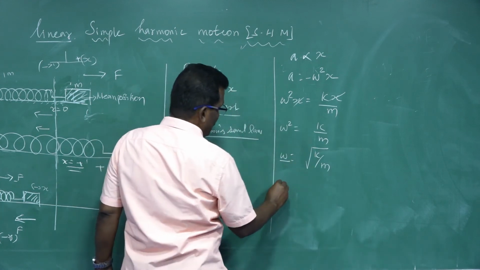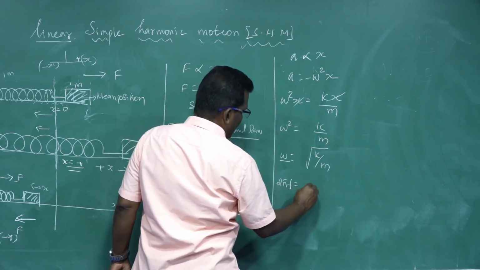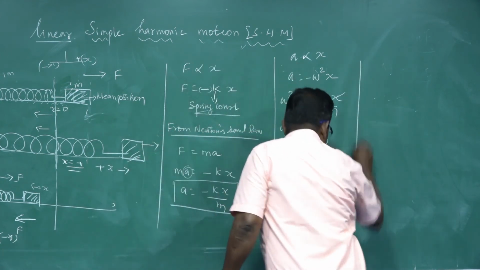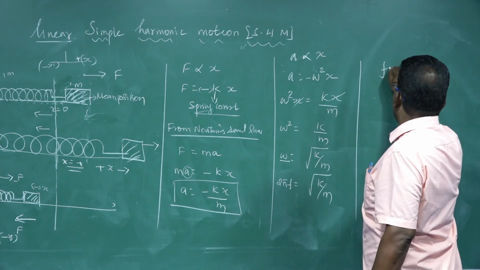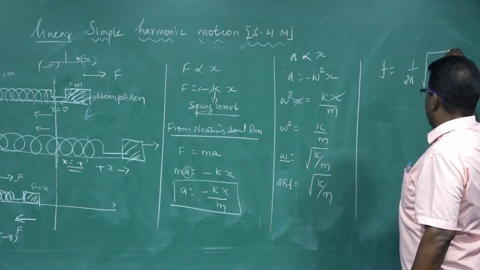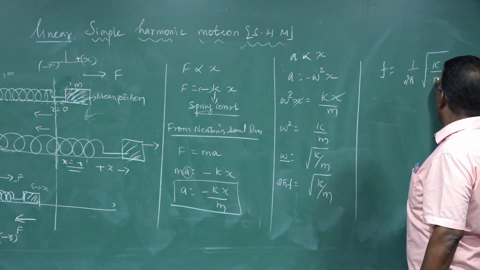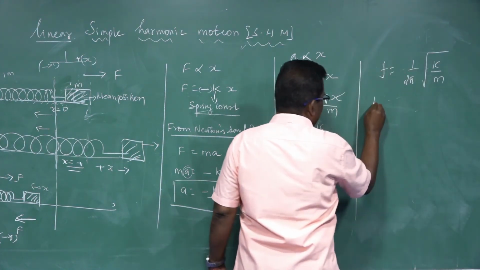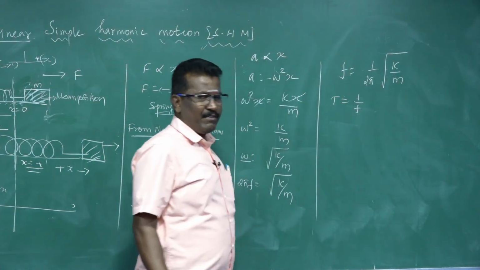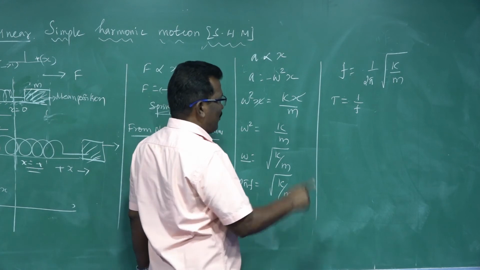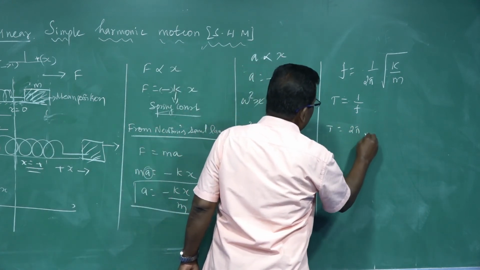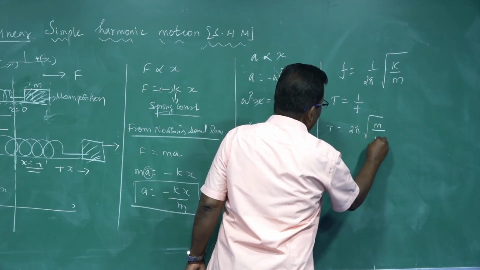We know that omega is 2 pi f, where f is frequency. So frequency is equal to 1 by 2 pi root of k by m. Time period is equal to 1 by f. Frequency and time period are inversely proportional. So f is equal to 1 by 2 pi root of k by m, and T is equal to 2 pi root of m by k.